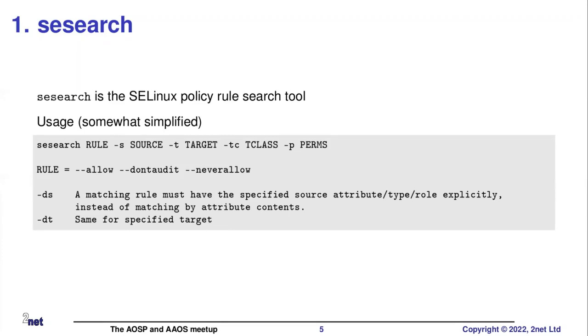Exactly. So you can search for never allow rules using sesearch with --neverallow. You can use that to print out never allow rules associated with a particular thing. These never allow rules are defined in the SEPolicy, and they are essentially put there by the Android developers to prevent us from doing things they don't want us to do.